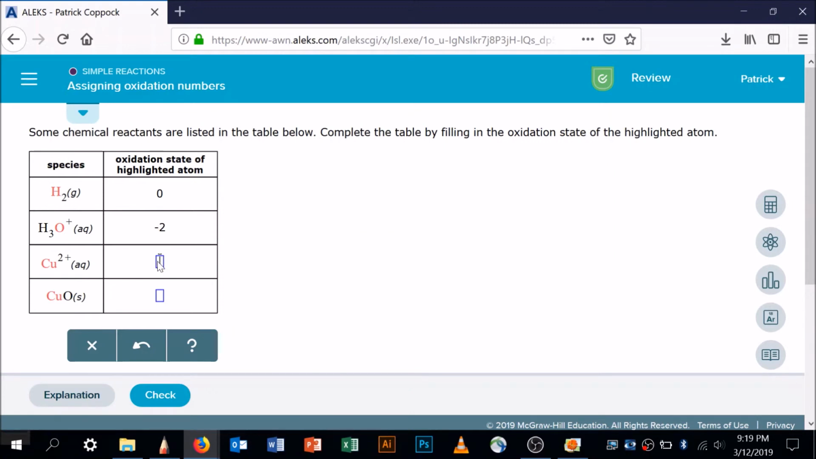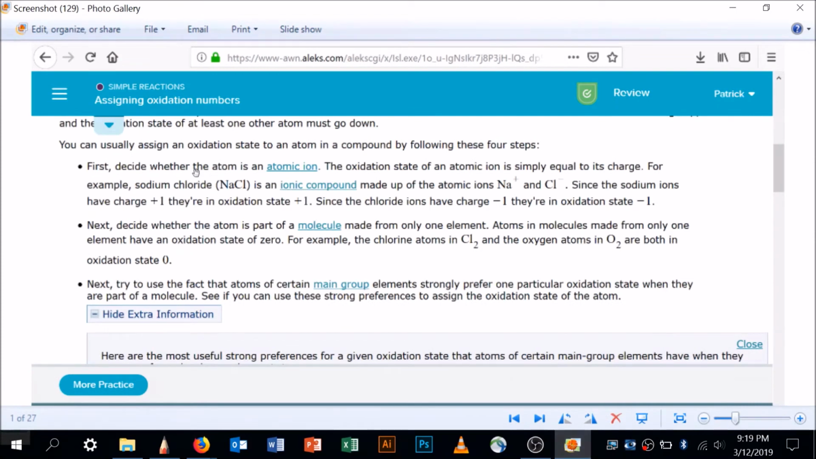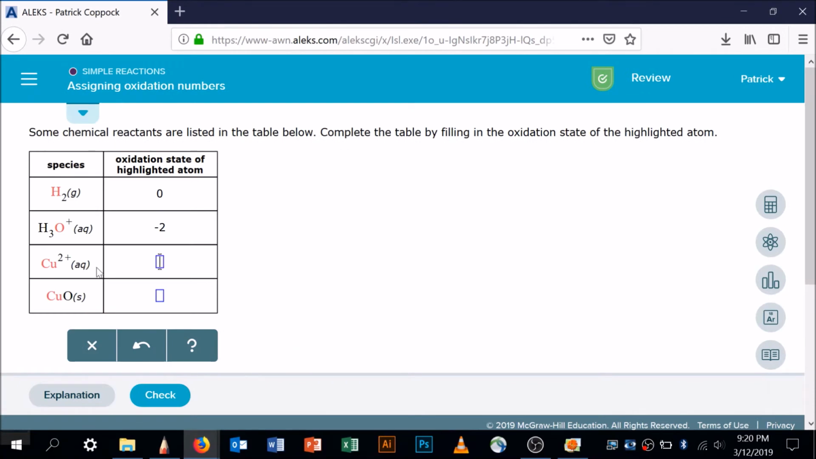Okay, copper. Let's go here. It's copper 2+, right? Let's go over here. First, decide whether the atom is an atomic ion. It is. It's copper 2+, right? So the oxidation state of an atomic ion is simply equal to its charge. And look at that. There it is right there. 2+. Just one atom. 2+. +2.